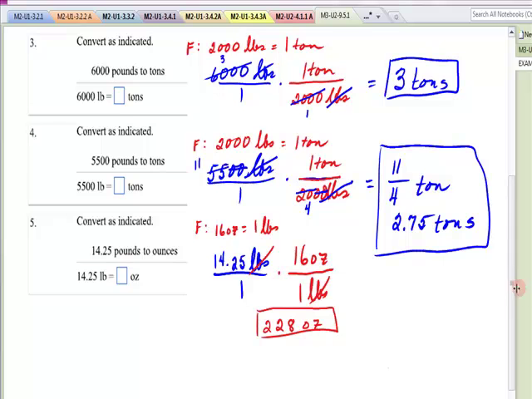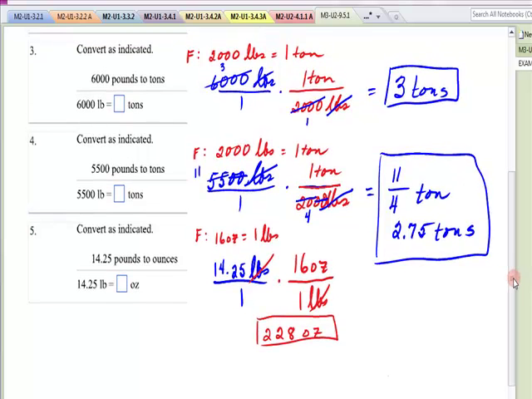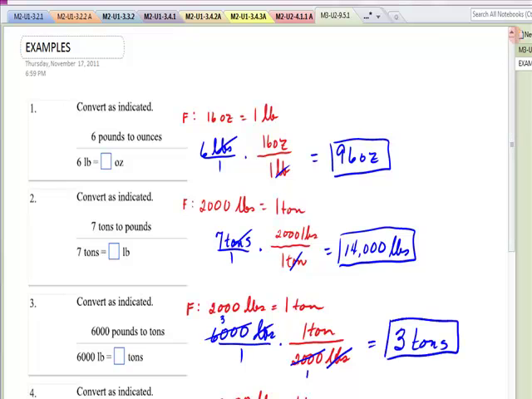All right, so the unit cancellation works very, very nicely no matter what you're measuring in the US system.